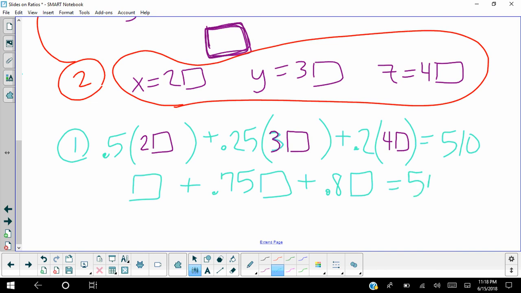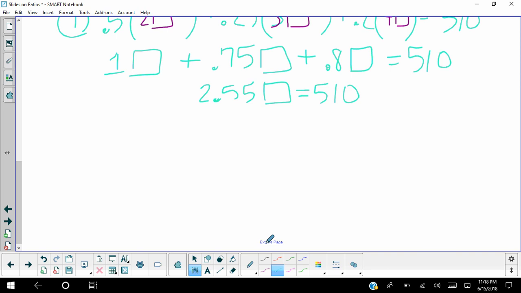is equal to 510. If it helps, you could put a 1 in front of that first box. So 1 plus 0.75 plus 0.8, we're at 2.55 times the box is equal to 510. And then dividing 510 by 2.55, I get 200. So the box, this unknown quantity, is equal to 200.